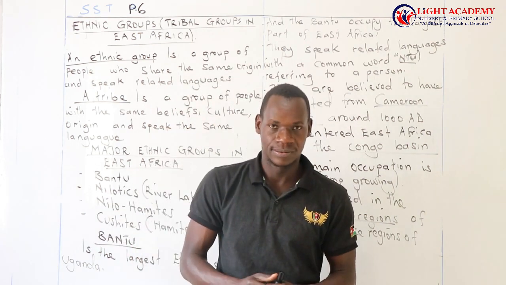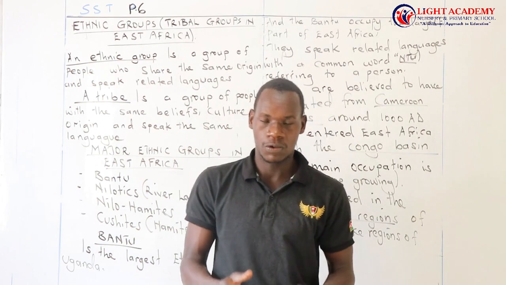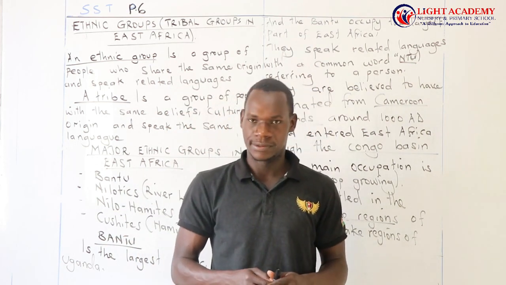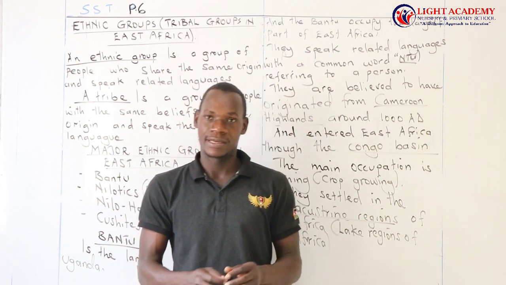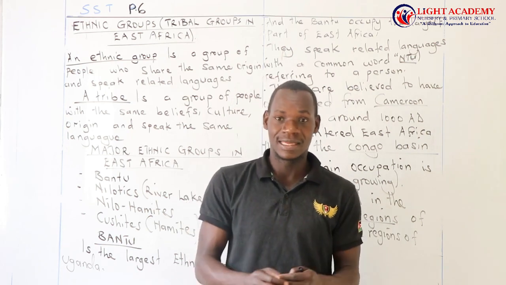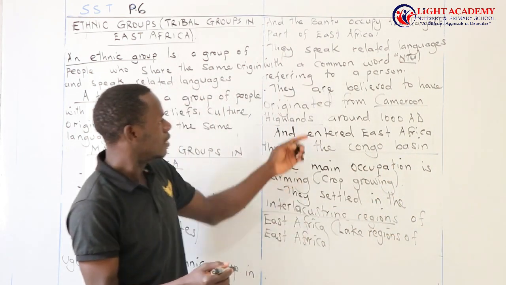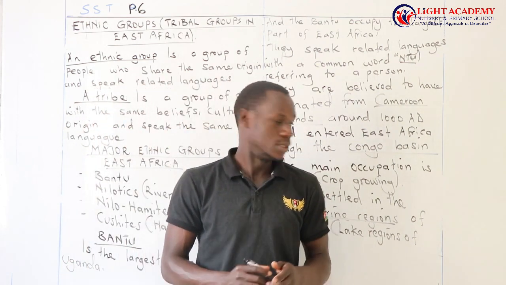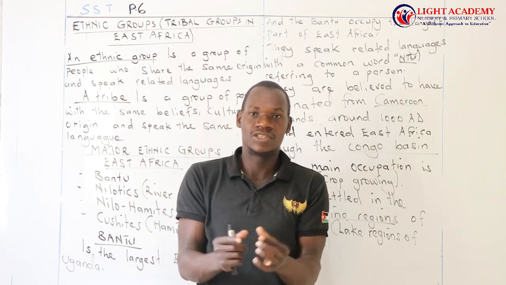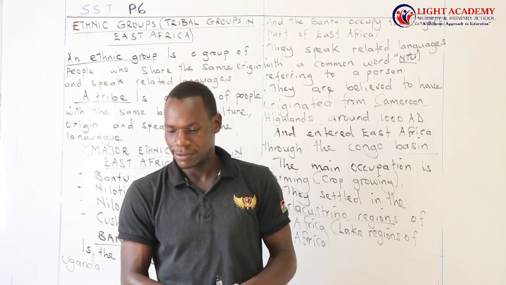Why did they settle in those regions? These areas received reliable rainfall. The Bantu being farmers, they had to grow crops. Another one, the lake shores had fertile soils, which could favor the growing of crops. So those are the reasons why the Bantu decided to settle in these lake regions of East Africa: the reliable rainfall and the fertile soils both favored their growing of crops.